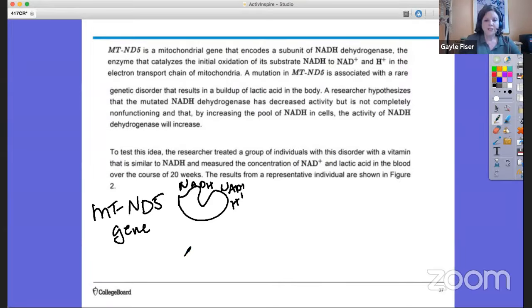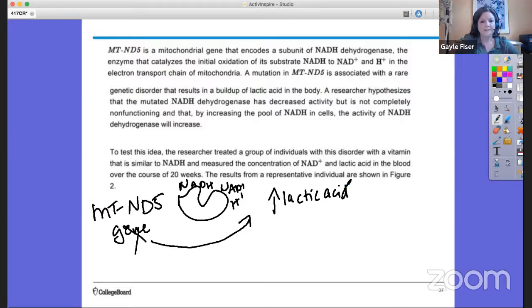A mutation in mitochondrial ND5 is associated with a rare genetic disorder that results in a buildup of lactic acid in the body. So because we have this mutation, we're going to have an increase in lactic acid.